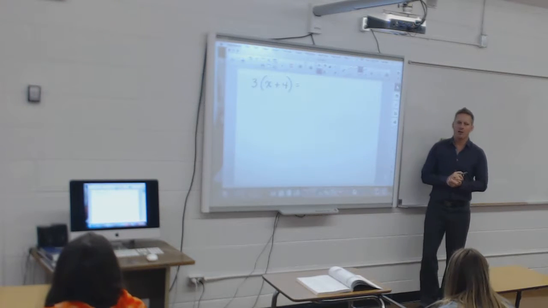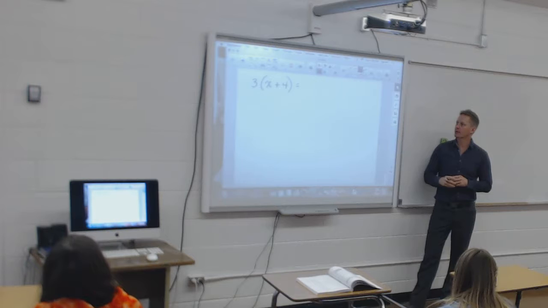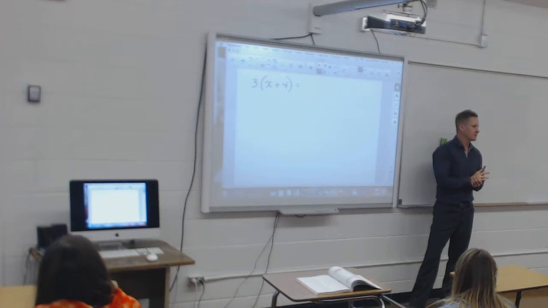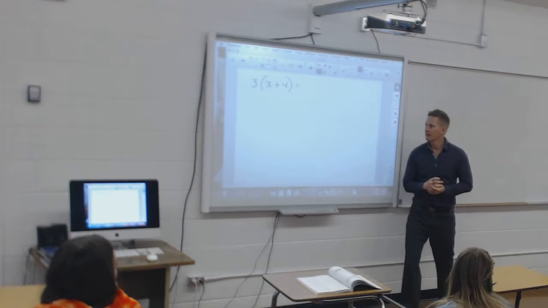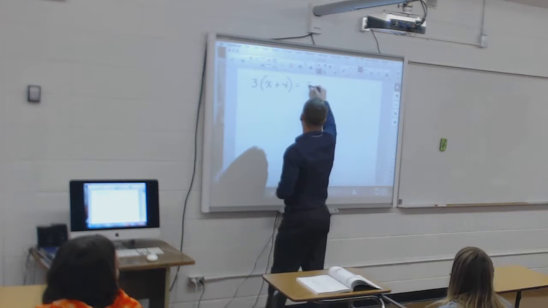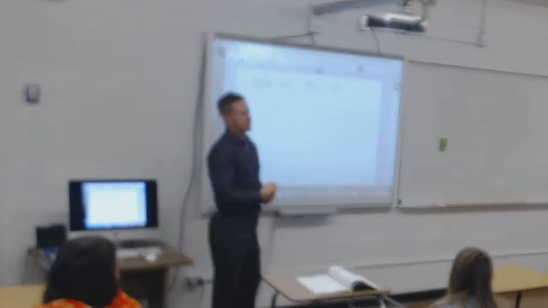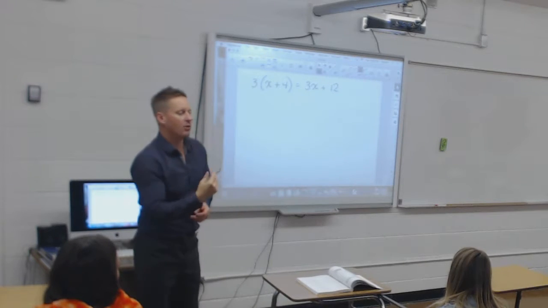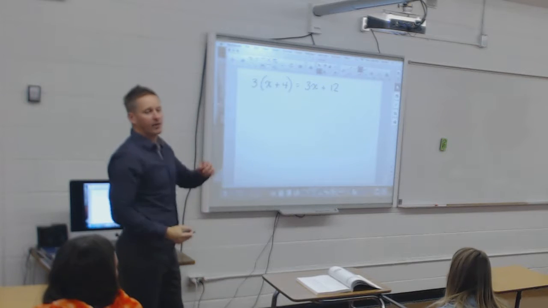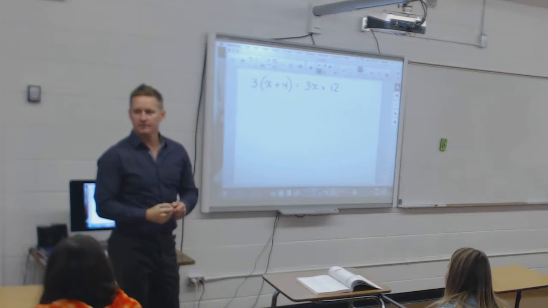Okay, so I want to expand this out so that I no longer have brackets. What is it going to look like when I expand it out? Go ahead. 3x plus 7? No, plus 12. 3x add 12. This is what we call the distributive property. We multiply the value in front of the brackets through the brackets.